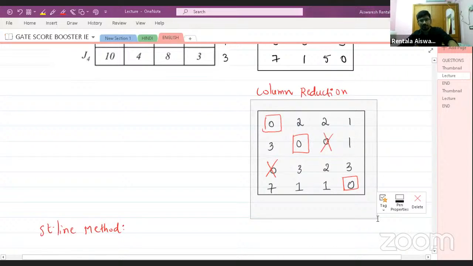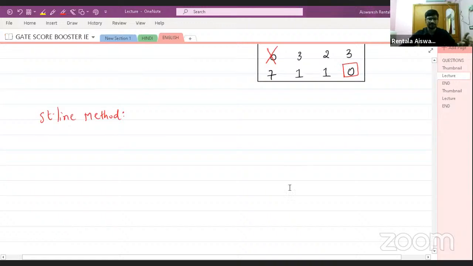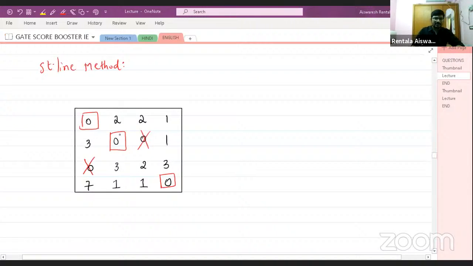Let me copy this one and paste it over here, but again I have to erase the things. Okay, let it be. So in the straight line method, the very first step is to cover all the zeros with the help of the minimum number of straight lines. This is a trial and error method. There is no particular procedure that if you draw in this way then only you will get the minimum straight lines. It is not like that. Trial and error. This you have to understand.